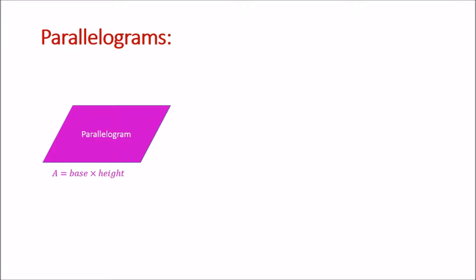In this video, we're going to be working out the area of parallelograms. Parallelograms are quadrilaterals, which means they have four sides. And what's really interesting about them is that they have two sets of parallel sides. So here you can see the top side is parallel to the bottom side, and the left side is parallel to the right side. Now have a think about what it means for sides to be parallel.